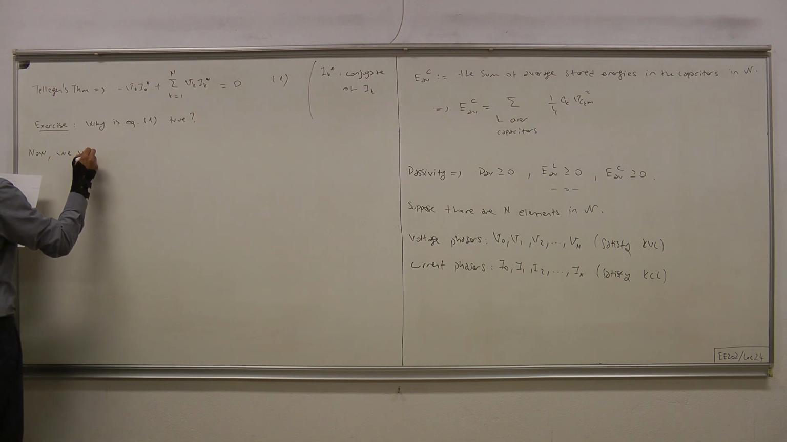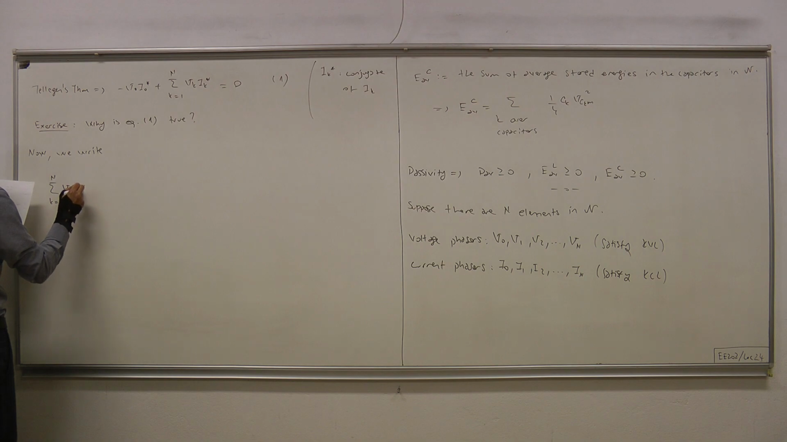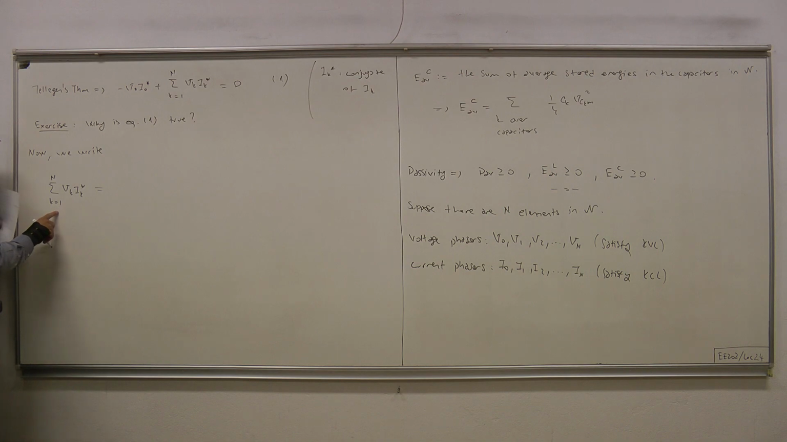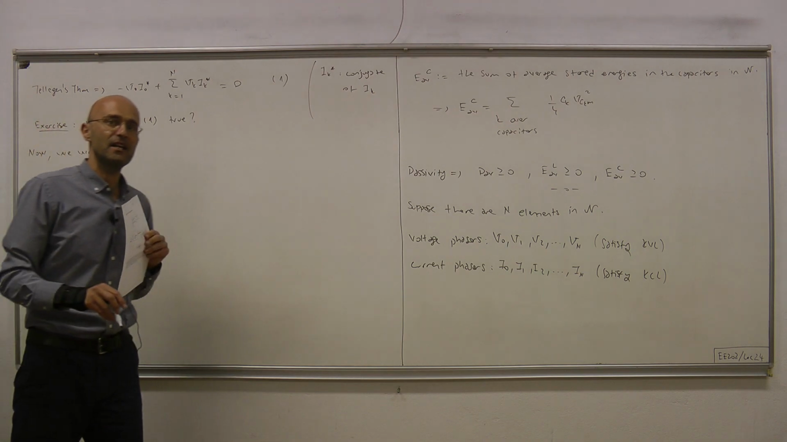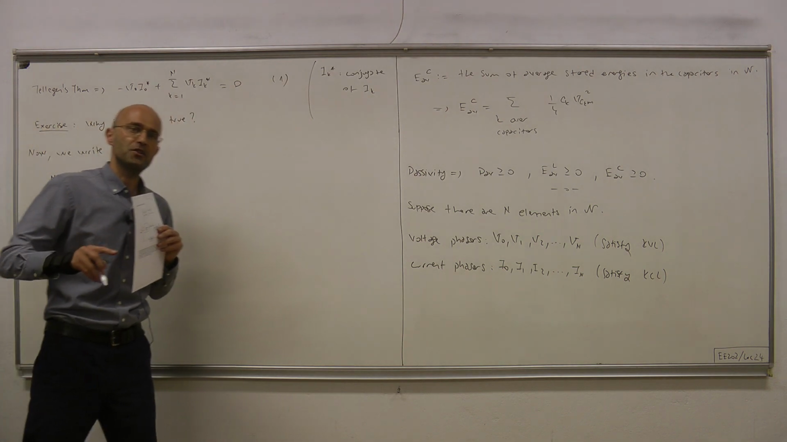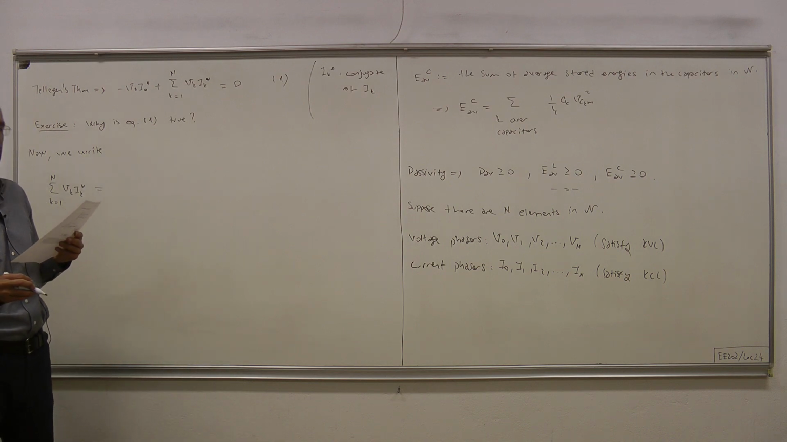Now, we write the sum k equals 1 to N of Vk Ik conjugate equals, now here we are summing this product for all components within our one port. Because we have n components, we write this summation as a sum of 3 separate summations, where in the first we sum over resistors, in the second over inductors, and for the third over capacitors.